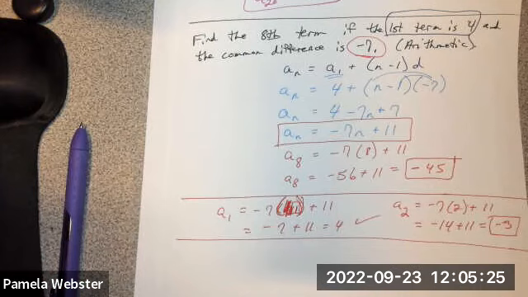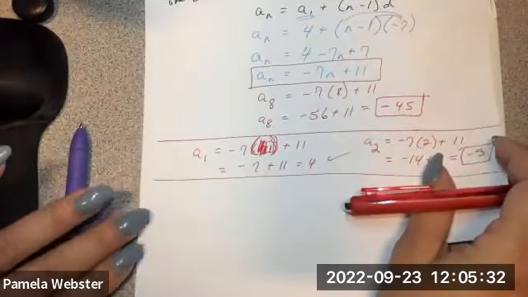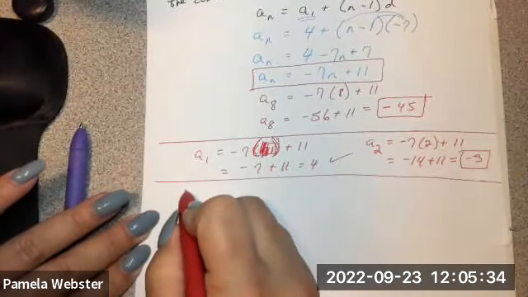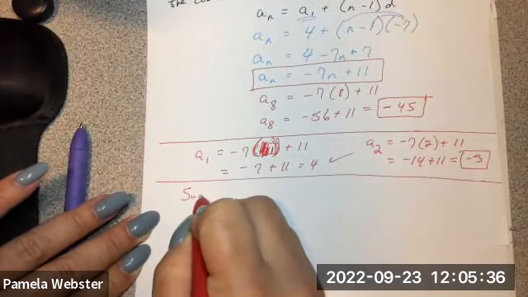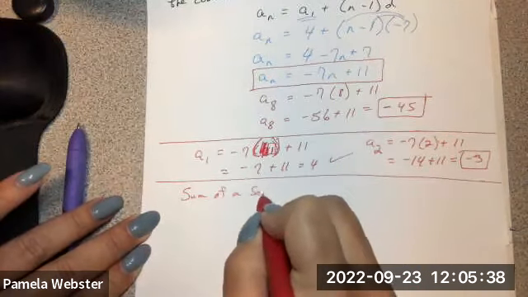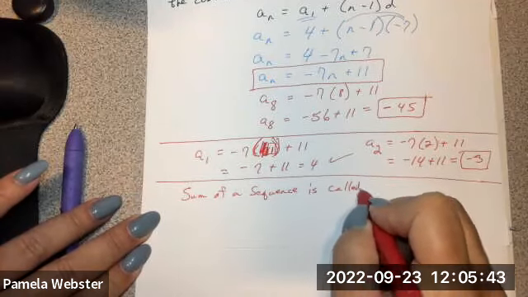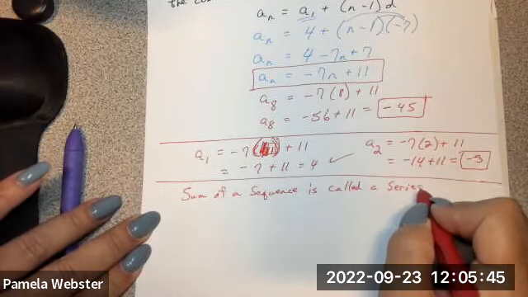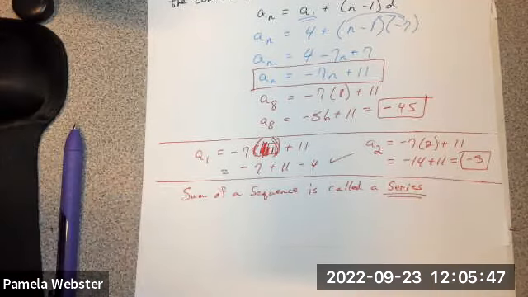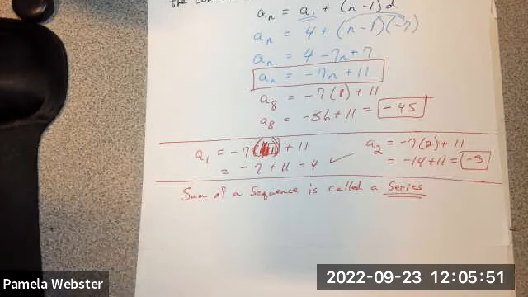Okay. The second thing that we're going to have to do whenever we're talking about arithmetic sequences is we might have to sum them. The sum of a sequence is called a series. When I started this, I said sequences and series. So the series part comes in whenever I do summation notation, whenever I sum these guys up.